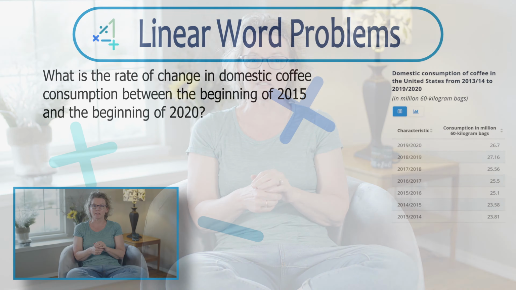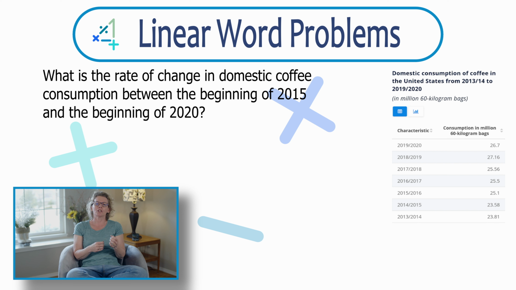Next up are questions related to rate of change. You could be given a data table and asked a question like this. What is the rate of change in domestic coffee consumption between the beginning of 2015 and the beginning of 2020? It sounds like a lot of fancy, smart words and really complicated, but do not fear.